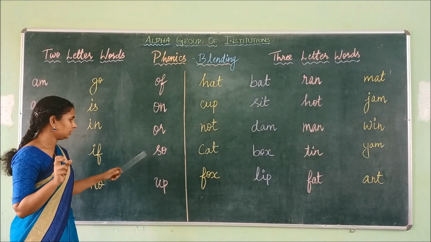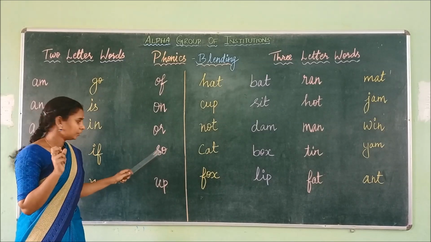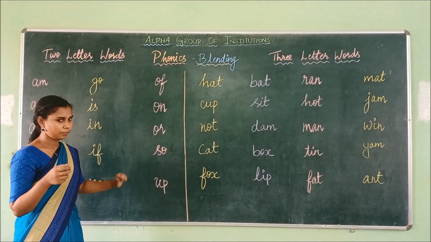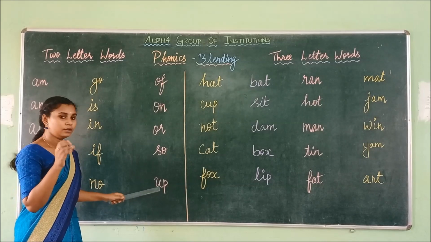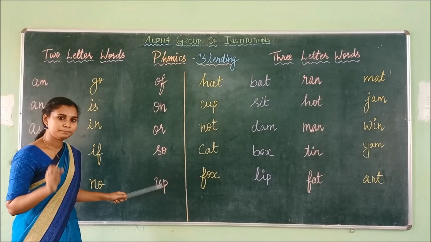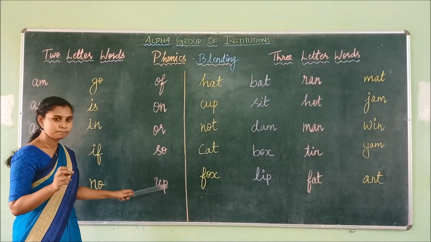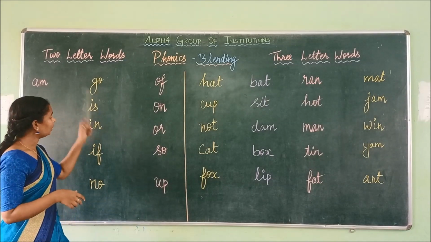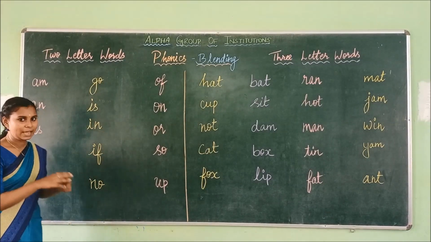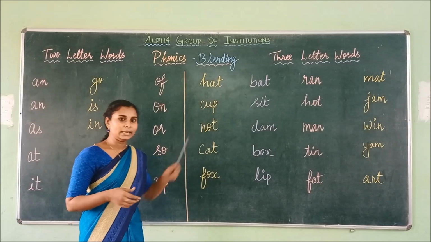Off, so, up. So these are the two letter words, and now we are moving into the three letter words.